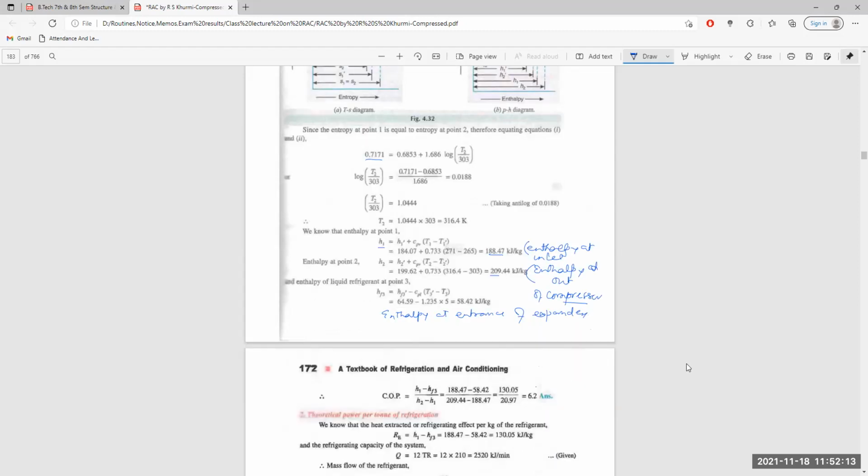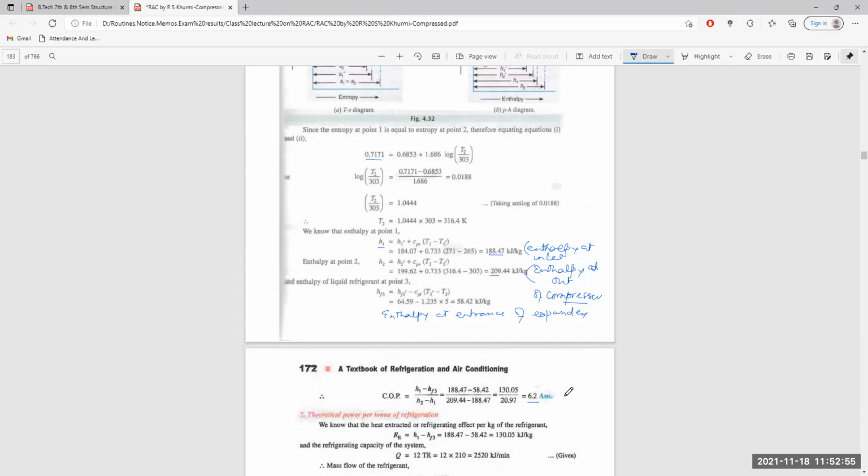Now, as per our definition, the coefficient of performance is the refrigerating effect, which is expressed in this system as H1 minus HF3. H1 is the outlet enthalpy of the evaporator, and HF3 is the inlet enthalpy of the evaporator, divided by H2, the enthalpy at the outlet of the compressor, minus H1, the enthalpy at the inlet of the compressor. This is the amount of work put into the system, and this is the refrigerating effect we are getting. By putting in the respective values and calculating, we get the COP equal to 6.2.